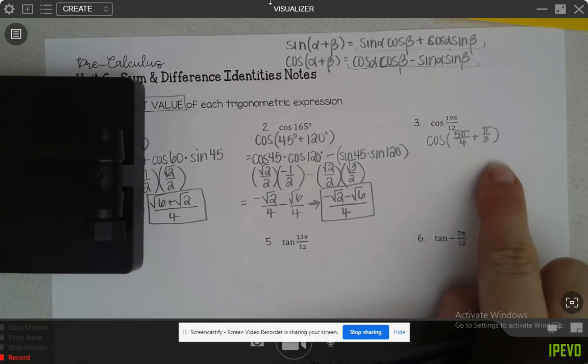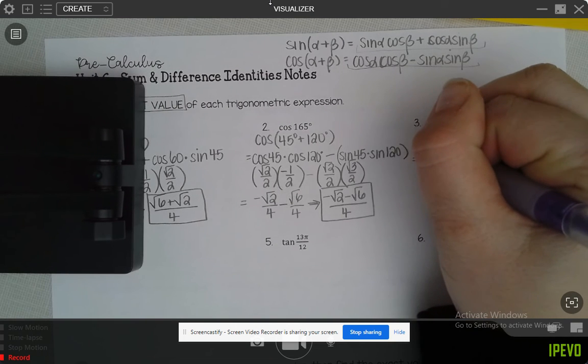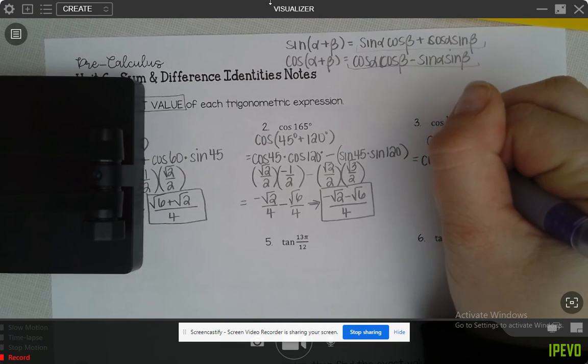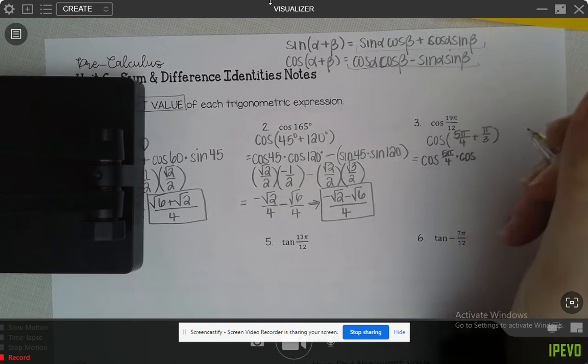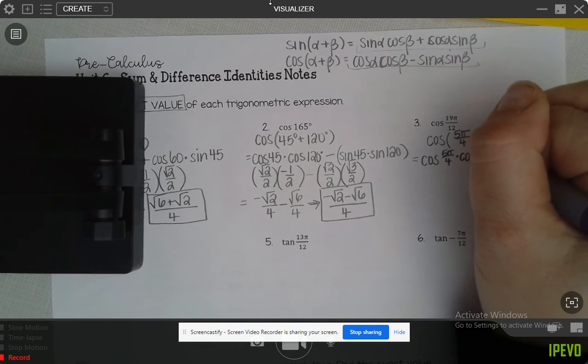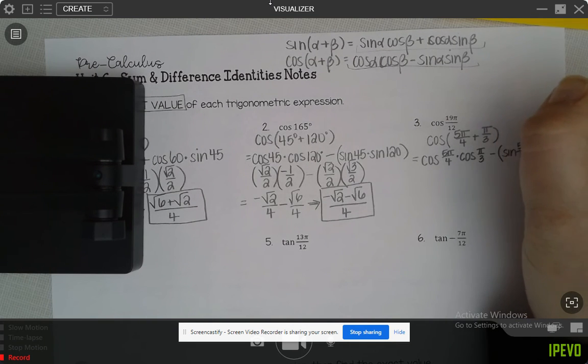Once you get here, the rest of it should be a cakewalk, because all you're doing is using a formula. So this is the same as the cosine of alpha. What is alpha in this case? 5 pi over 4, times the cosine of beta, which is pi over 3, minus the sine of alpha times the sine of beta.